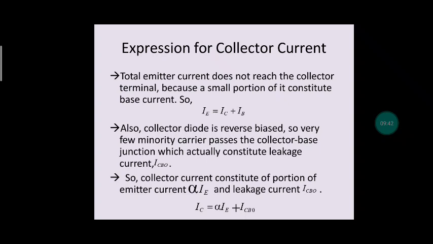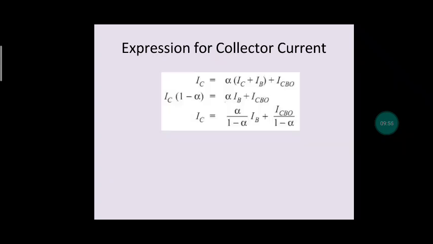Next, the total emitter current can be calculated. The amount of collector current, with the addition of the base current, gives the corresponding emitter current.